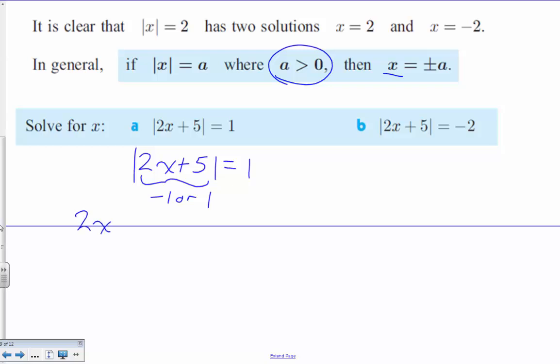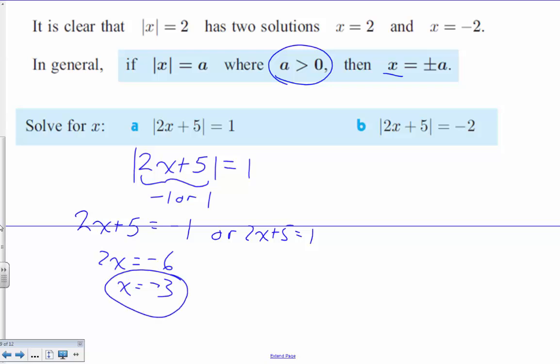So we have 2x plus 5 equals negative 1, or 2x plus 5 equals 1. Subtract that, so we have 2x equals negative 6, x equals negative 3. So negative 3 times 2 is negative 6 plus 5 is negative 1. Perfect. So there's one solution for x. And the other one, 2x equals negative 4, x equals negative 2. So we have 2 solutions, 2 possible cases that will work to give that solution.